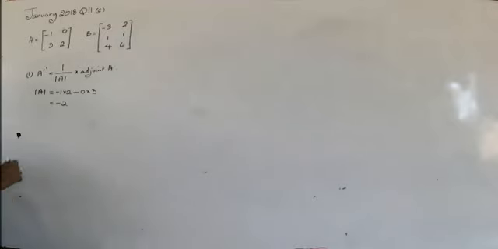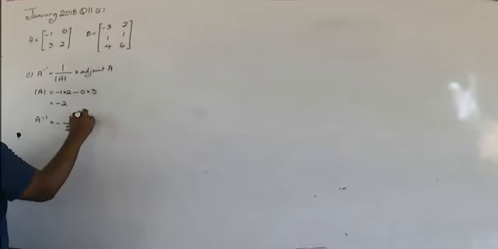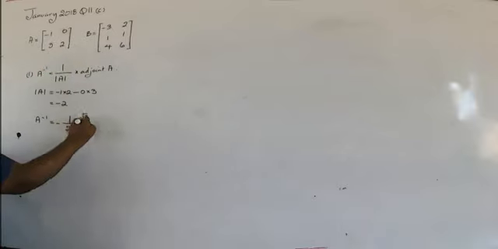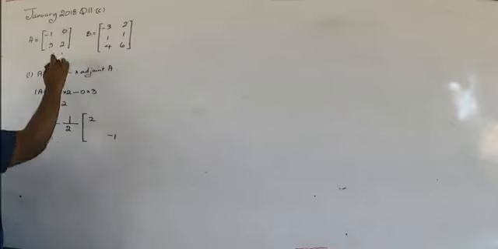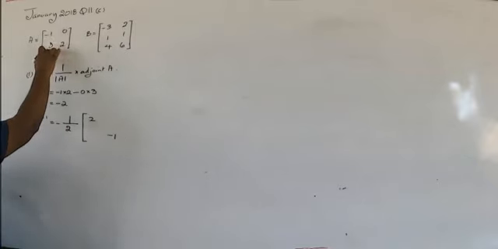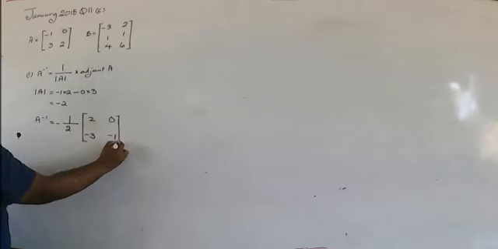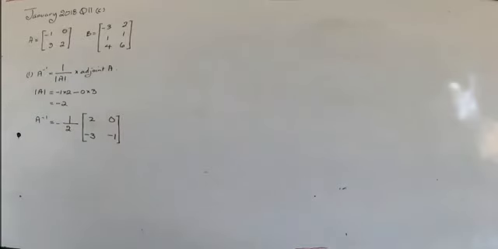So A inverse would be 1 over minus 2, which is the same as saying minus a half, times adjoint A. So, how do you get adjoint A? You switch these around, so this is 2 and minus 1. These two stay where they are, but their signs change. So this is minus 3, and this is 0. You don't say minus 0; minus 0 plus 0 is still just 0.